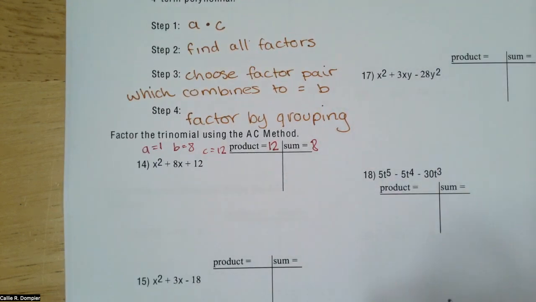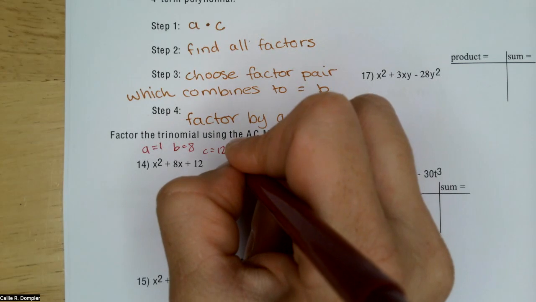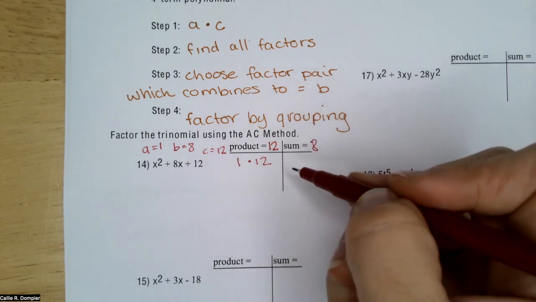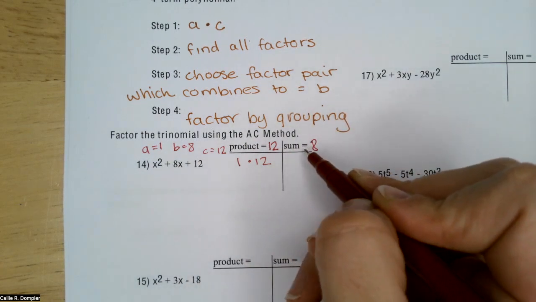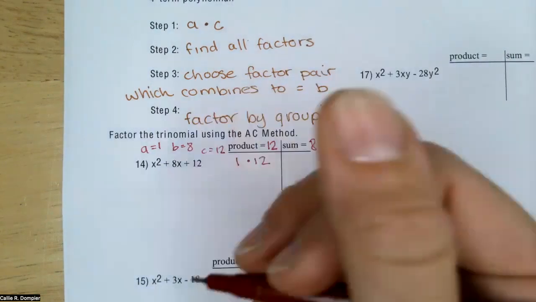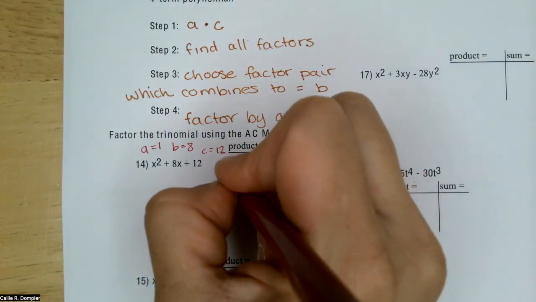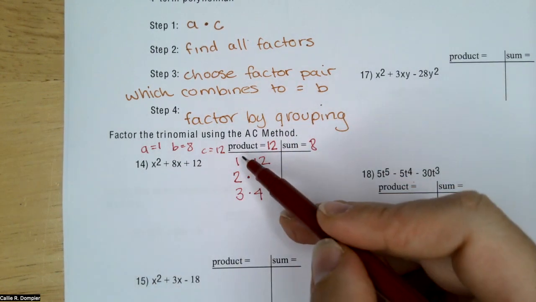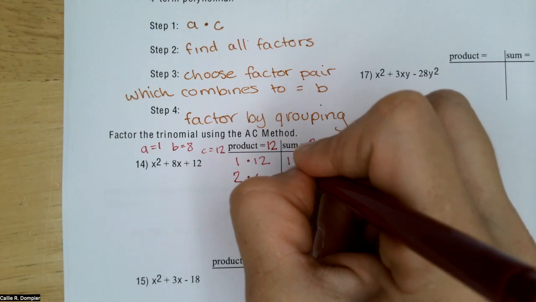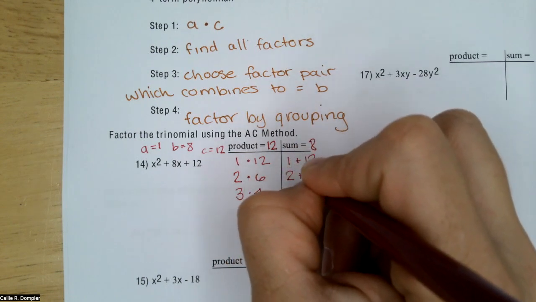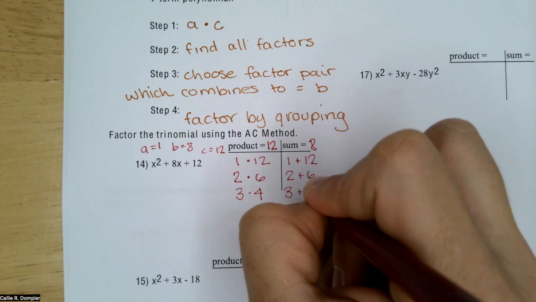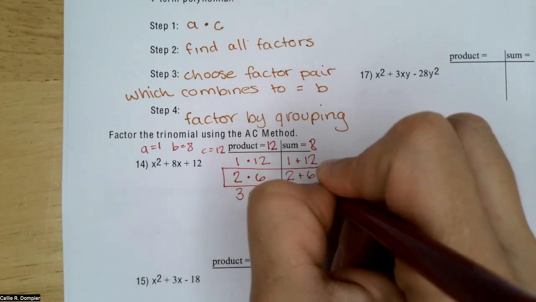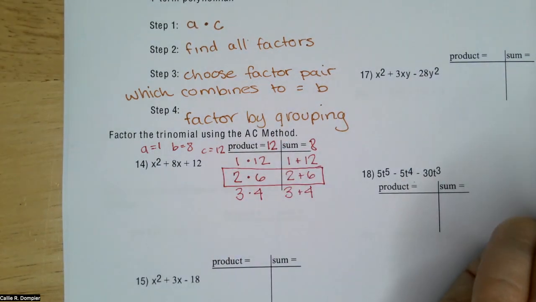Good. So what are the factors of 12? We have 1 times 12. We're not going to use the negatives, because we want it to add to a positive number, so we're going to ignore negative 1 times negative 12. 2 times 6, right, and 3 times 4. Now we add those same numbers, 1 and 12, 2 and 6, 3 and 4. Do any of those add to 8? Yes. 2 and 6.